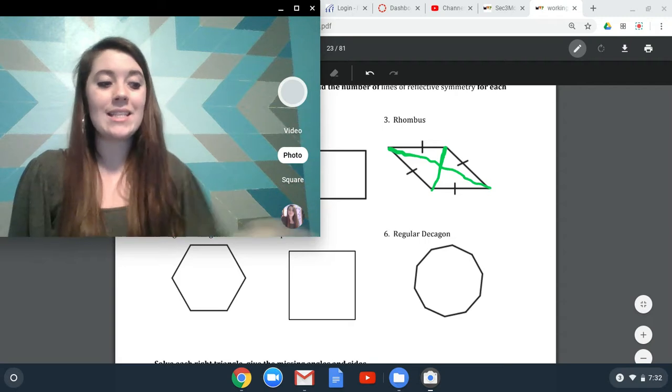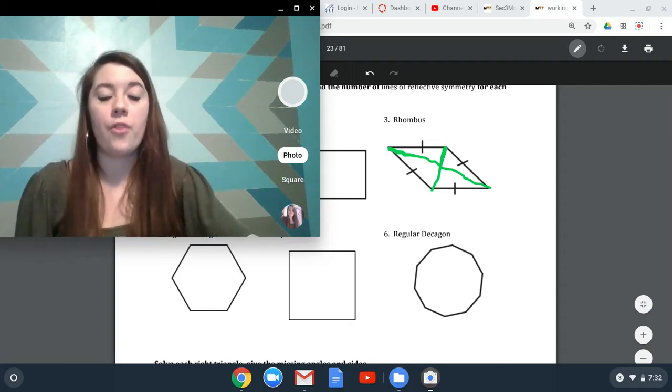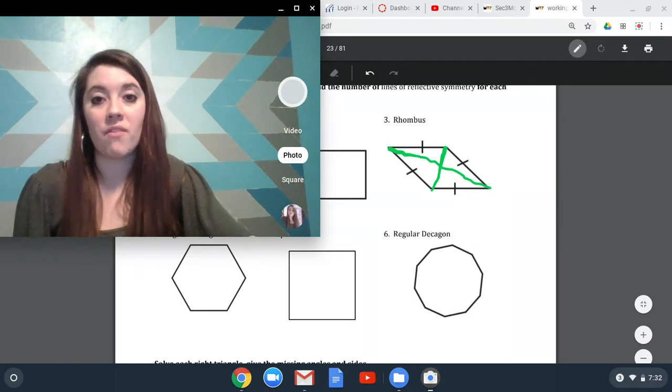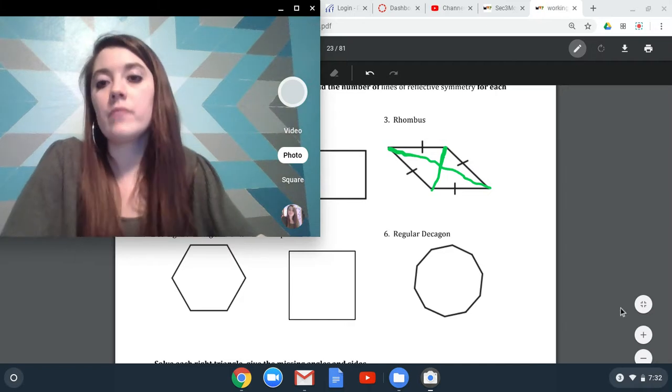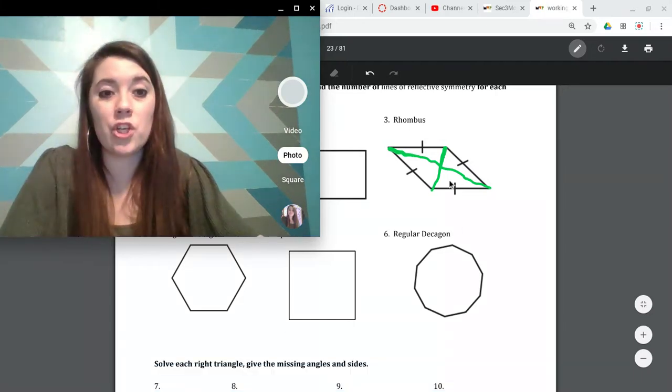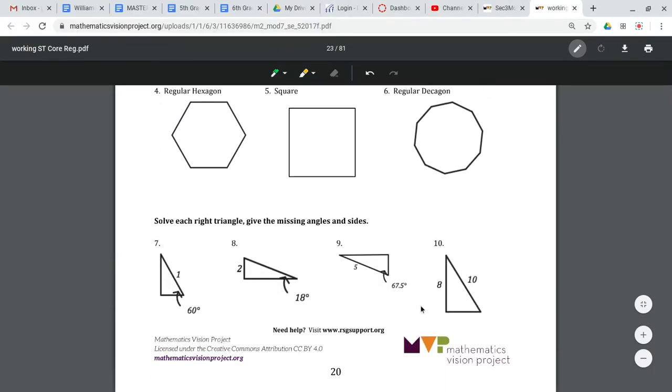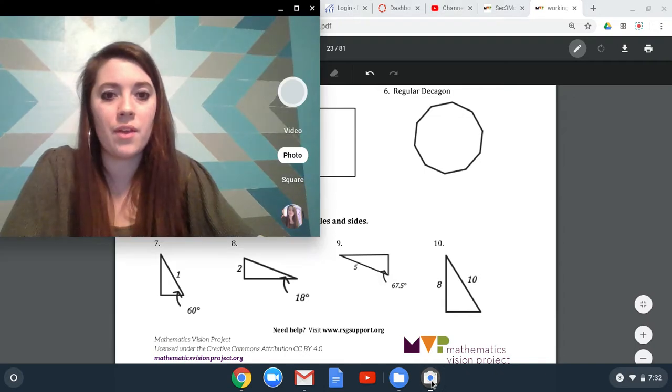So that's a nice little thing to know about with our symmetry. It makes it very, very easy to work with. Just knowing the number of sides for a regular polygon will tell you the number of lines of symmetry it has. All right, like I said, this should be a decent review. We've done this in the past. You guys should know this.